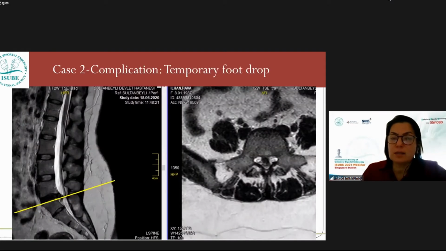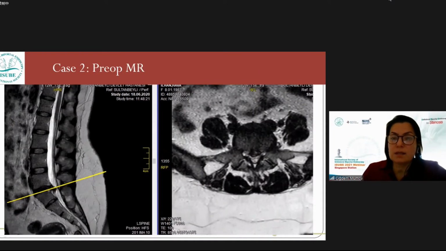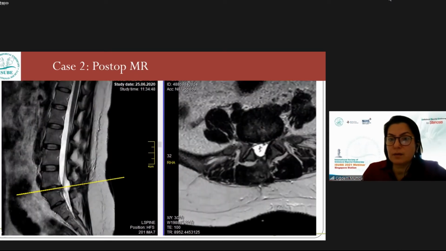My second case is a 34-year-old woman. She had left leg pain for 3 months due to L4-5 disc herniation. Preoperative MRI shows the ruptured disc at L4-5. This is another section of her MRI. After the UBE surgery, right side surgery, ruptured disc was totally removed. There was no dural injury or any complication during the surgery.